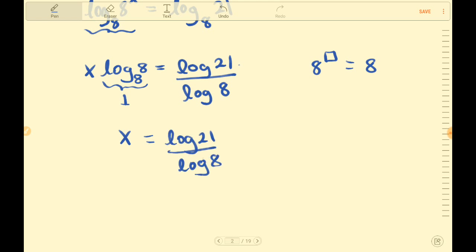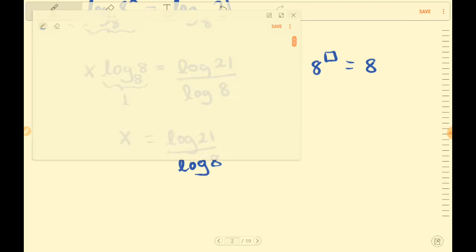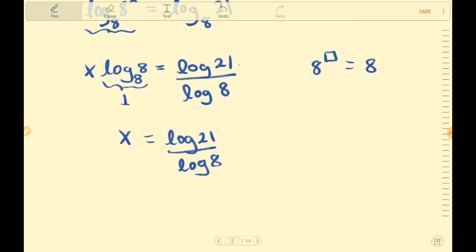And remember that when no base is written for the log, it is assumed to be log base 10. And this change of base formula is what is going to allow me to evaluate this using a calculator. You can also use the natural log. These both will give you the same result. All right, so let's evaluate that.